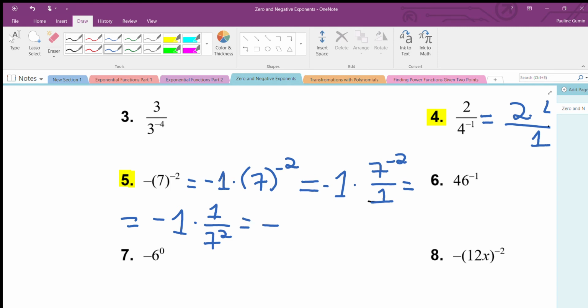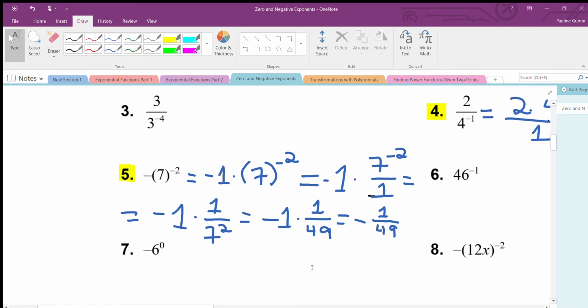Okay, so we have negative 1 times 1 over 49, which gives us an answer of negative 1 over 49. Ooh, that was ugly. There we go. Okay. Lots of talking there. Sorry, I hope I didn't lose you, but let's continue.